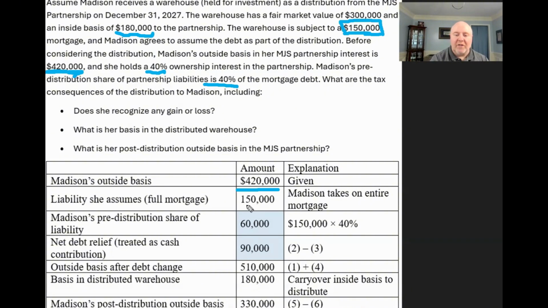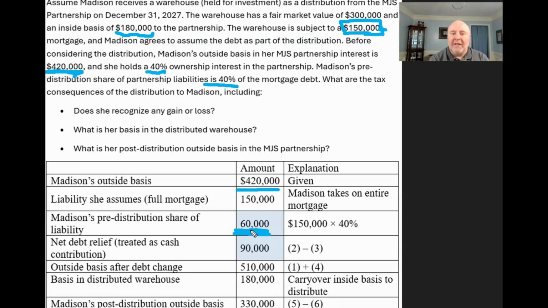However, here's the issue that we have. She was already getting credit for 40% of that, right? She had a $150,000 liability. So when they took on that liability, she had a 40% interest, right? This is where we're dealing with recourse, non-recourse. She had her 40% interest, so her basis increased by 40% of the $150,000. That's $60,000. So she was already getting credit as a partner for $60,000 of that. Okay? She's no longer responsible for that.